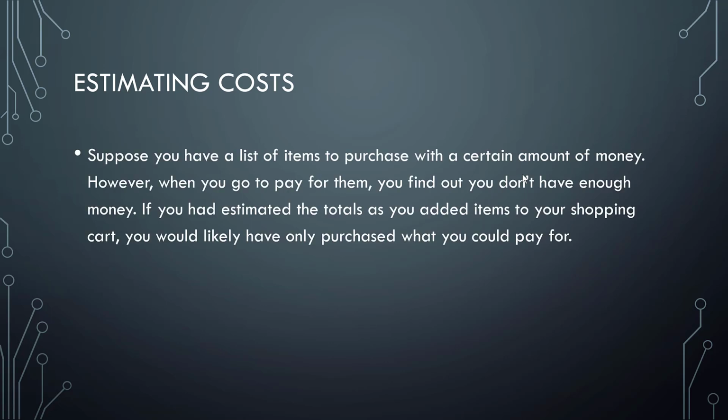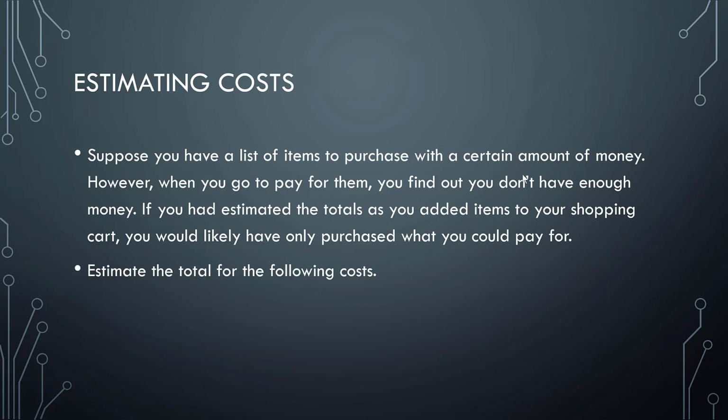So suppose you have a list of items to purchase with a certain amount of money. So you have 50 bucks and you have to buy a bunch of things. First thing you're going to do is you're going to make an estimate, right? So when you go to pay for them, you find out you don't have enough money. It can be really embarrassing. You go to the store, you don't have enough. They tell you to put some stuff back. So the best thing to do is to estimate how much something's going to cost before you actually take it to the counter, right? So if you had estimated the totals, you would likely have only purchased what you could pay for, right?